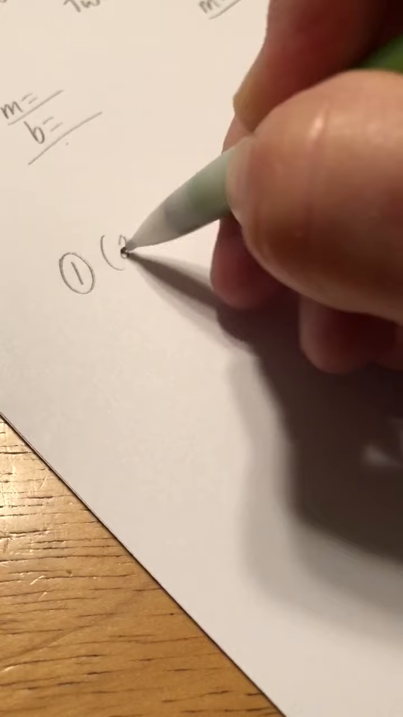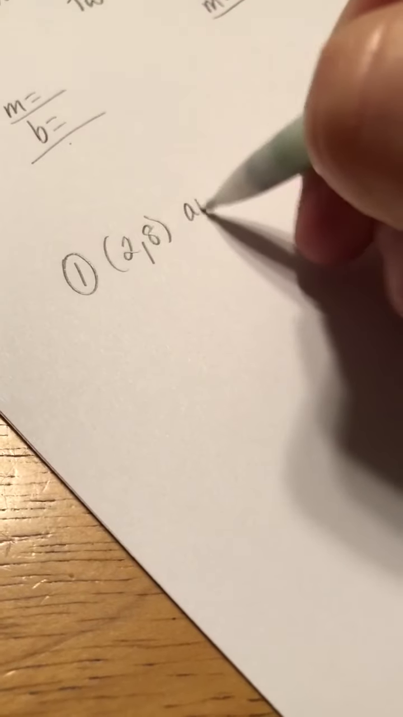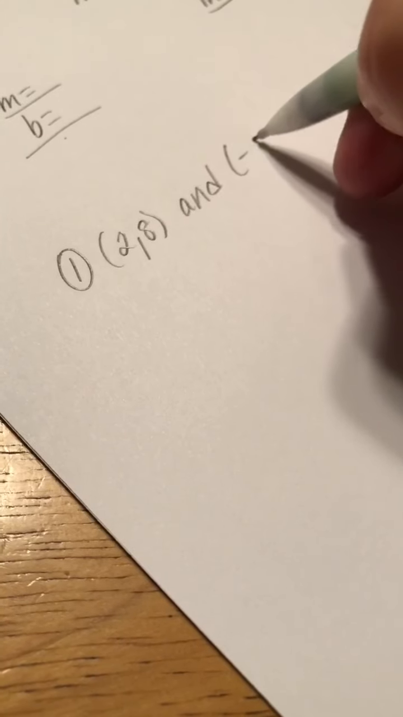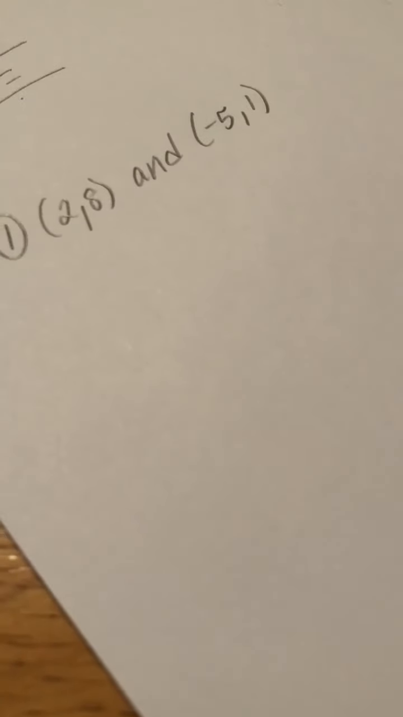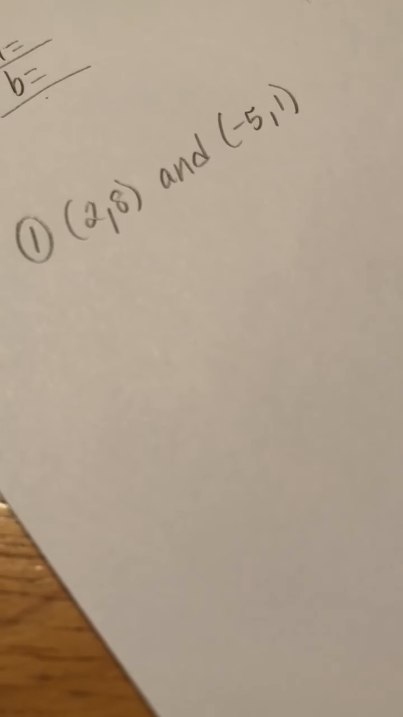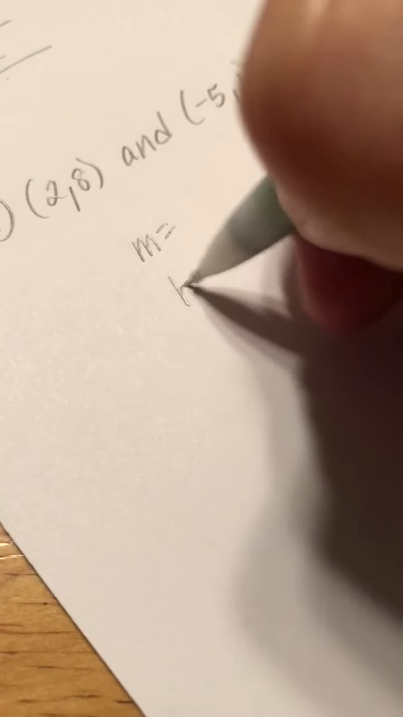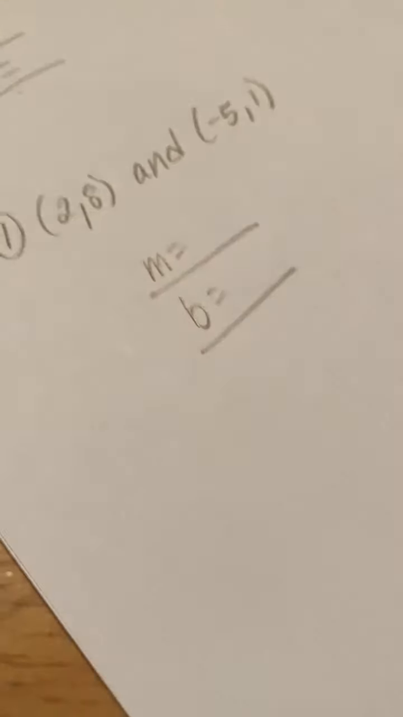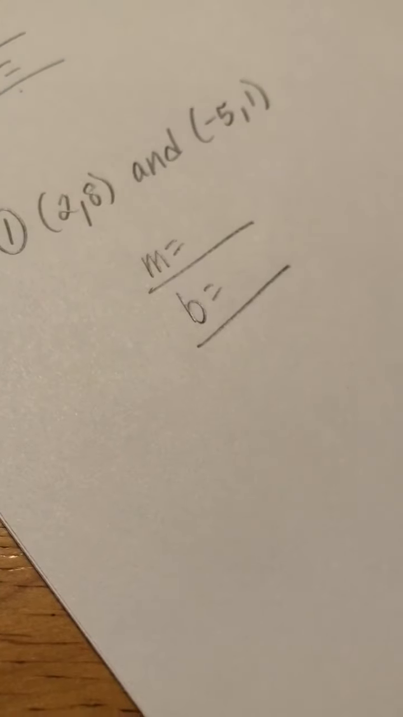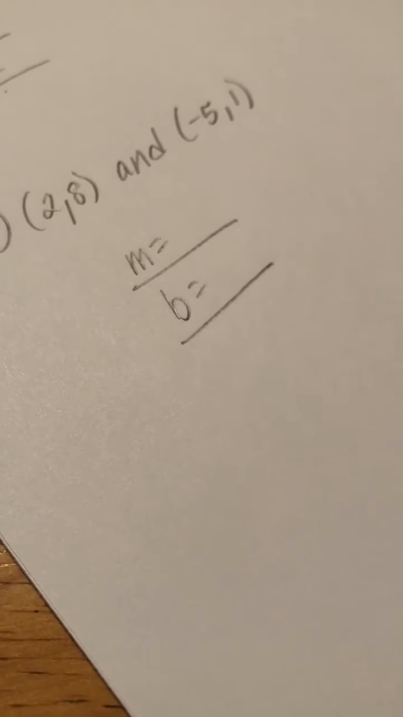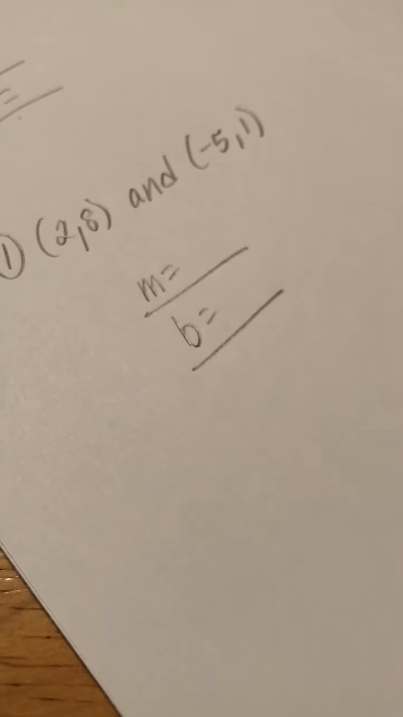Write the equation of a line given the ordered pair 2, 8 and -5, 1. Okay, so we're still writing the equation of a line, that is the directions, through the ordered pair 2, 8 and -5, 1. Well, our process hasn't changed from yesterday. Okay, we still need our M, we still need our B. So we still write out those blanks. Did they give us either?